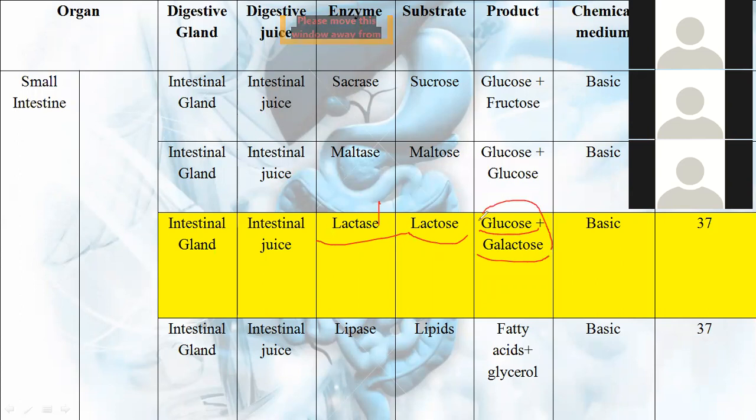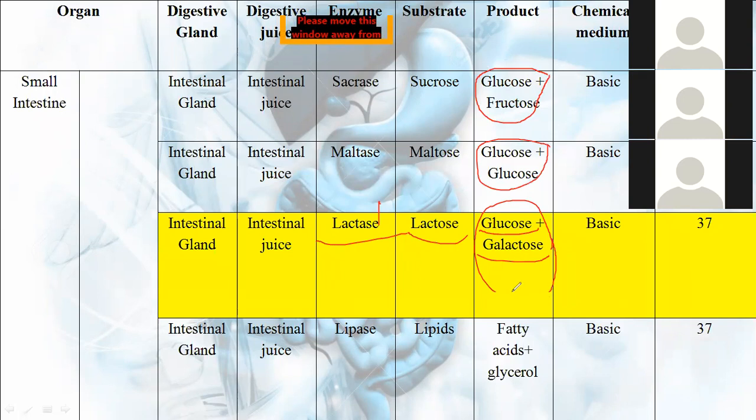From where did you get this? From the first table. Remember that lactose is glucose and galactose. Also, we said that maltose is glucose and glucose. Also, we said that sucrose is glucose plus fructose. These notes we already studied before.